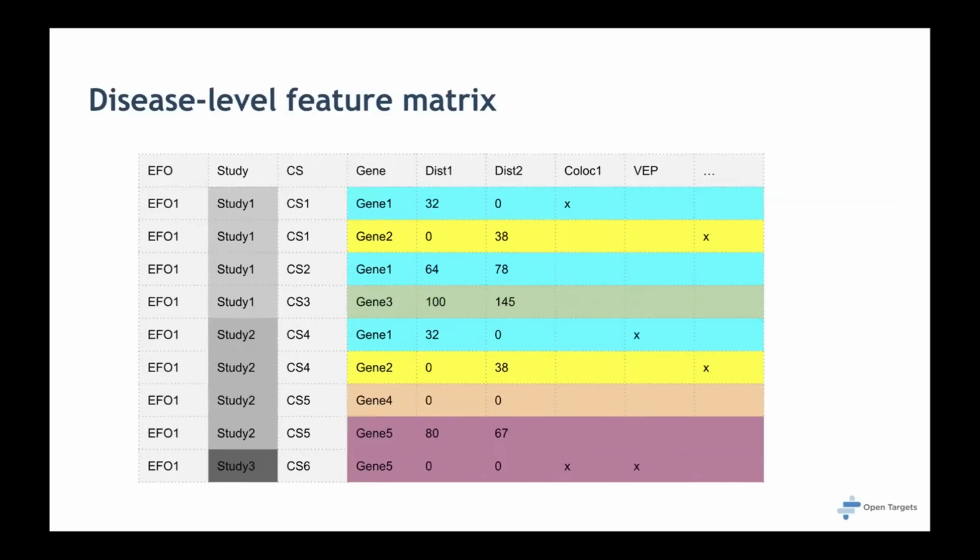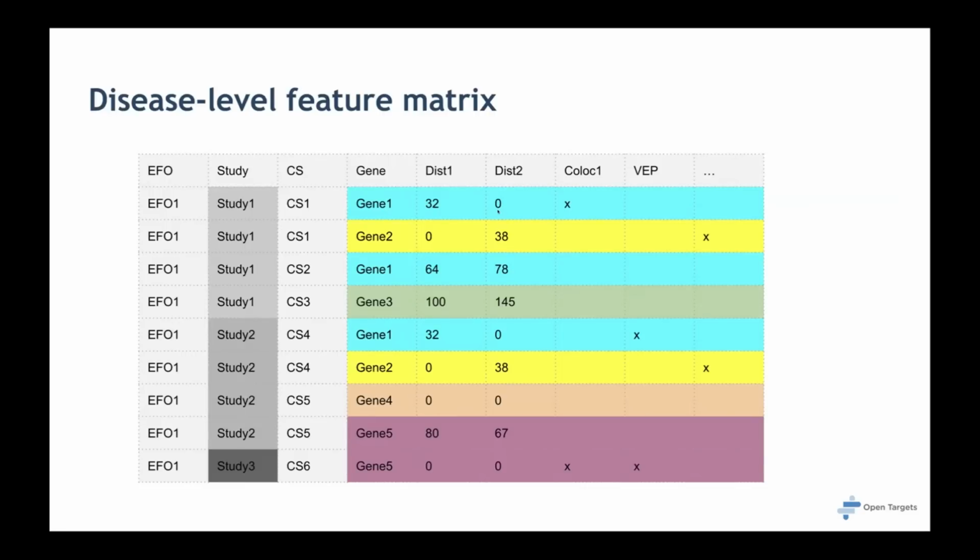So again, imagine we have this huge credible set level feature matrix. We have all EFOs, we have all relevant GWASs represented by studies. We have all credible sets within the study. So in this very particular example for one specific EFO, we have 3 studies. And in these 3 studies, we have 6 credible sets. For these 6 credible sets, we have 5 genes. So here color represents a gene that can be met in different credible sets.